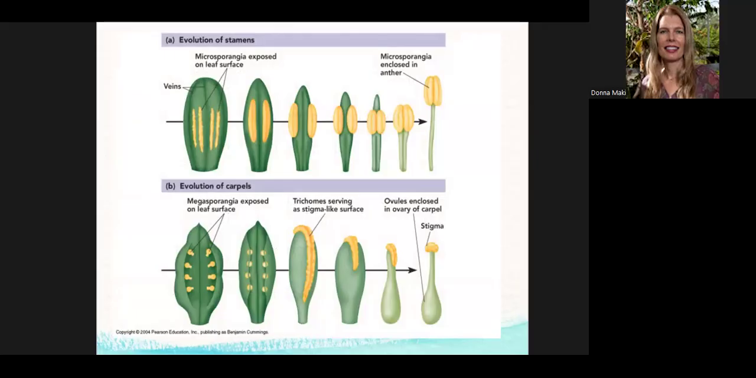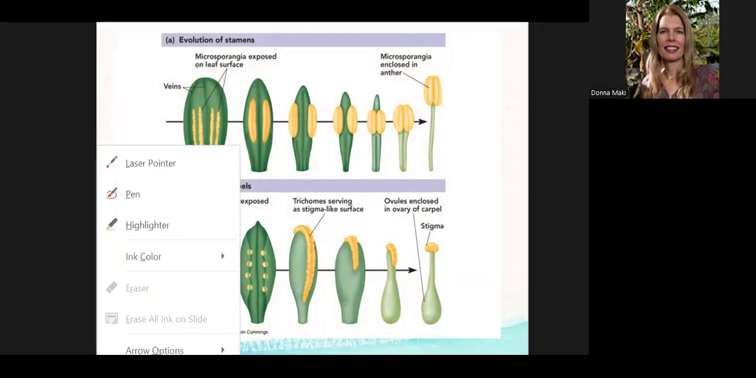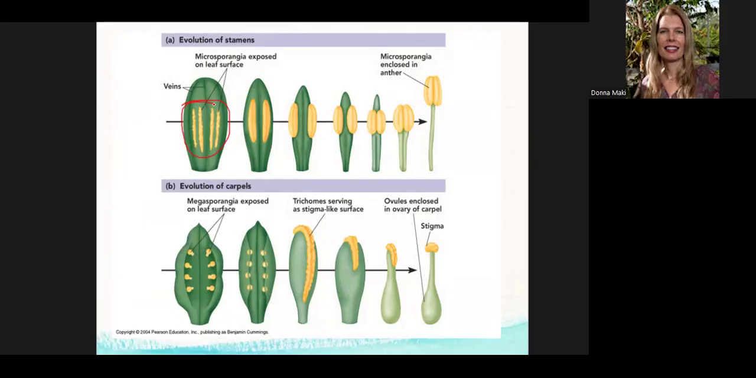But here they're showing a nice gradual process. If you look on the top, the male portion of the flower, the stamens were just on the leaf, and it was very modest. Then you can see this shifting of the morphology and the collection of the microsporangium tissue, more tightly packaged together, and then you have the filament supporting it.